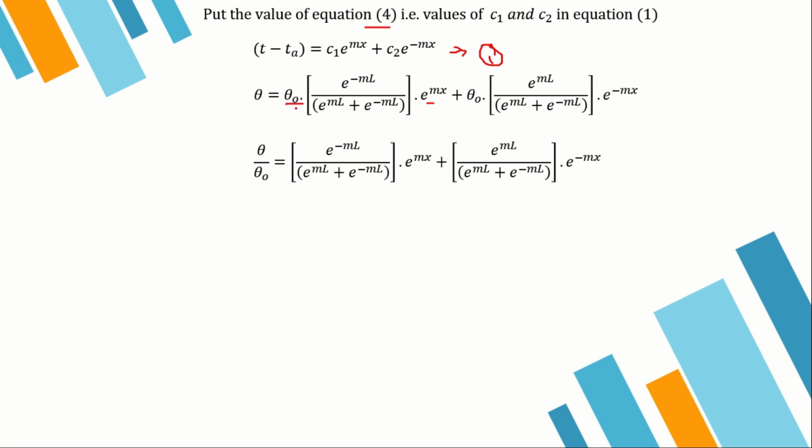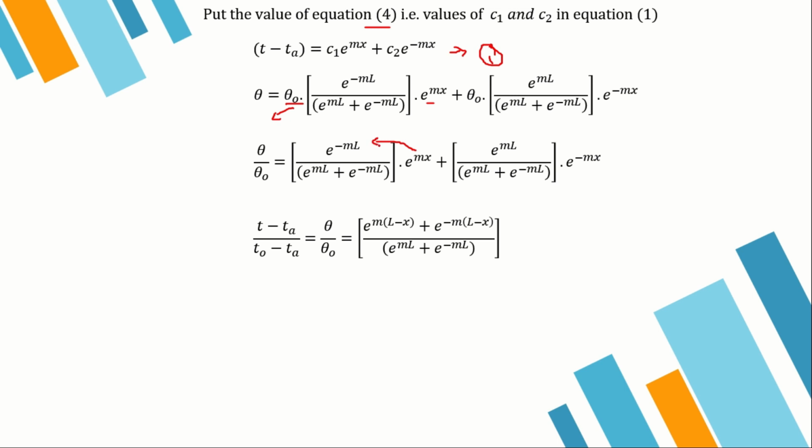We will take this denominator out, and we will take e^(mx) and e^(-mx) inside the bracket. After that, it would become e^(m(L minus x)) plus e^(-m(L minus x)) divided by e^(mL) plus e^(-mL). As we know, θ is equal to T minus TA, that we have assumed, and at x equal to 0, θ becomes θ0, and the value of θ0 is T0 minus TA.